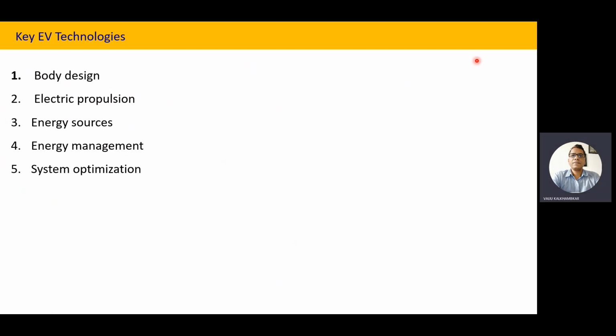Also, energy management technology will take care of optimizing the energy of the vehicle so that we can get a good range of the vehicle. And lastly, system optimization, where we go for the optimization of the various parameters and components of the electric vehicle so that we can get the best vehicle design, considering the efficiency, the reliability, the cost, and the range of the electric vehicle.